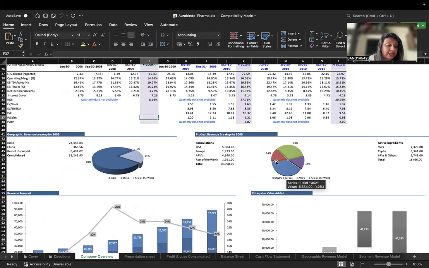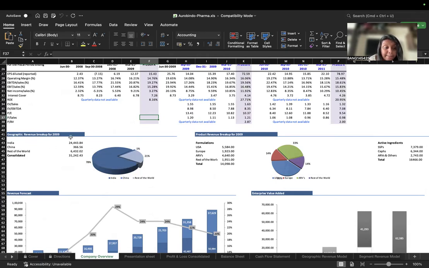As I was telling, the consolidated geographic revenue for 2009 is 31,242.43 million. Let's dissect this geographically. The lion's share, a staggering rupees 24,444 million, comes from India. The rest of the world contributes rupees 6,432 million, while China is smaller, at around 366, which can be rounded off to 367 million.